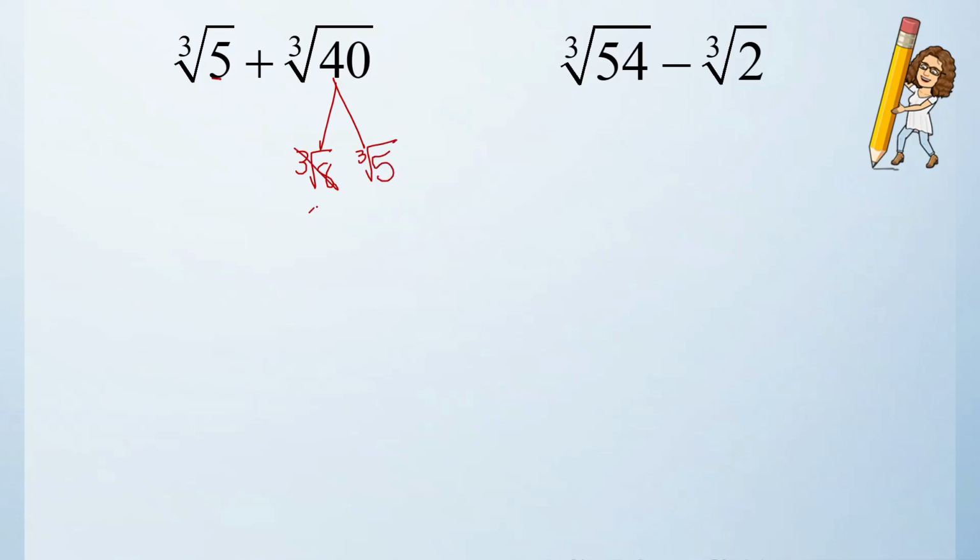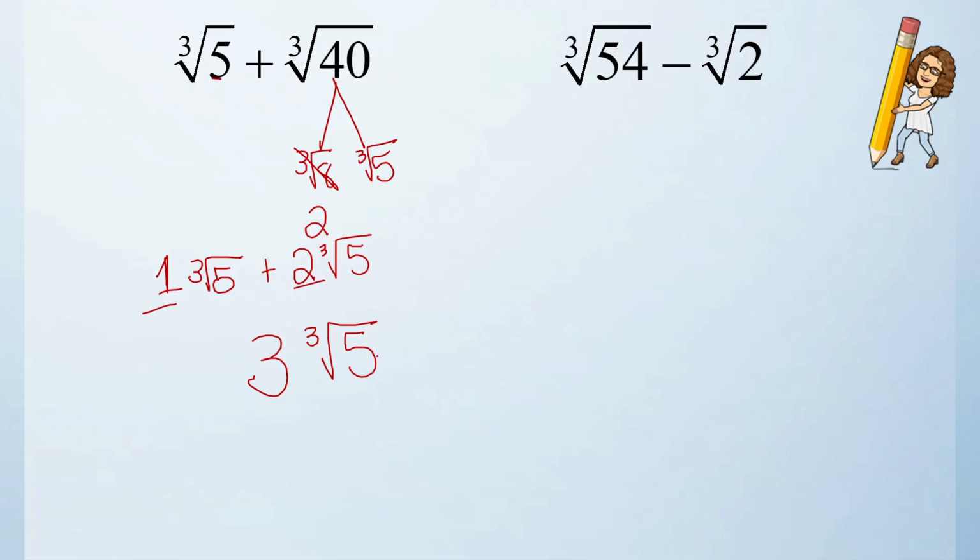Cube root of 8 I know is 2. So I'm going to rewrite what I have. I have the cube root of 5 plus 2 times the cube root of 5. Now notice I have a cube root of 5 and a cube root of 5. I now can add my coefficients together. This technically has a 1 there. We just didn't write it. So 1 cube root of 5 plus 2 cube roots of 5 is 3 times the cube root of 5. Because I'm just adding the coefficients in front.